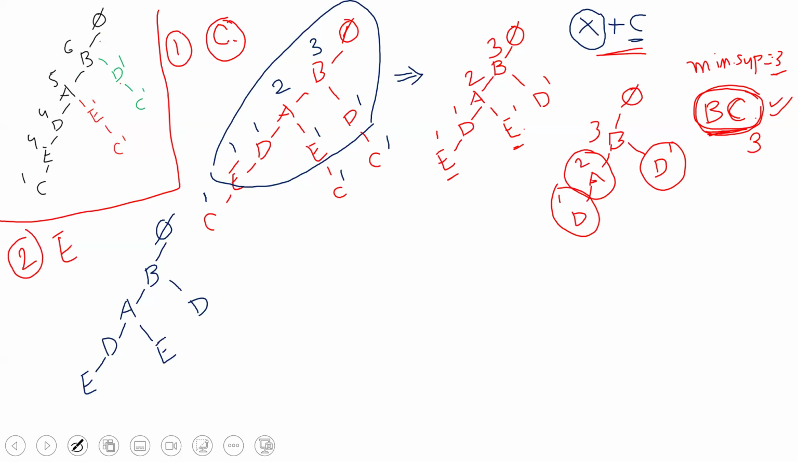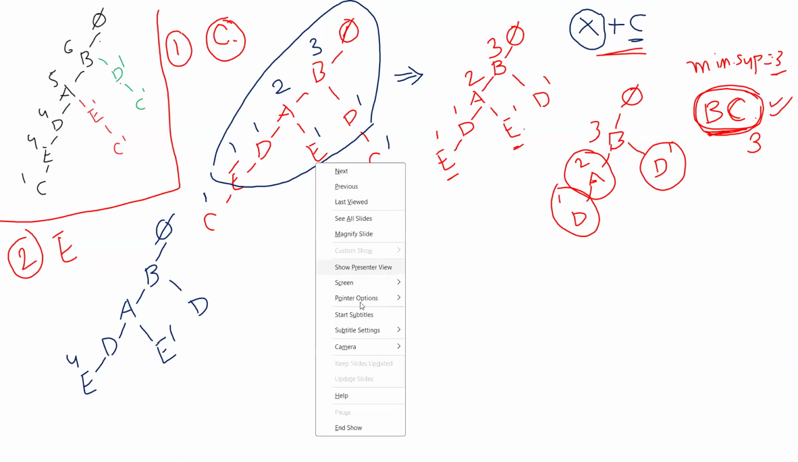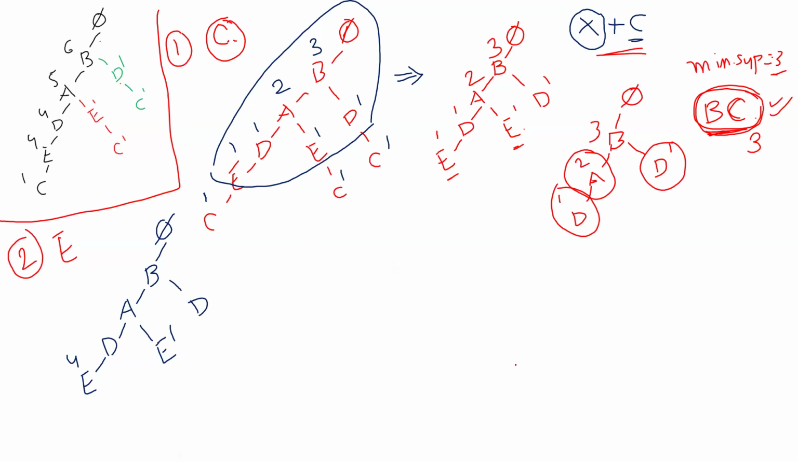Whatever the counts are in the prefix tree, the same counts have to be taken for the tree projected onto E. So the count of E in the prefix tree is 4, so I'll take the 4. The count of E in the prefix tree is 1, so we take 1. Now we got 4 and 1 here. So E is 4 and E is 1.